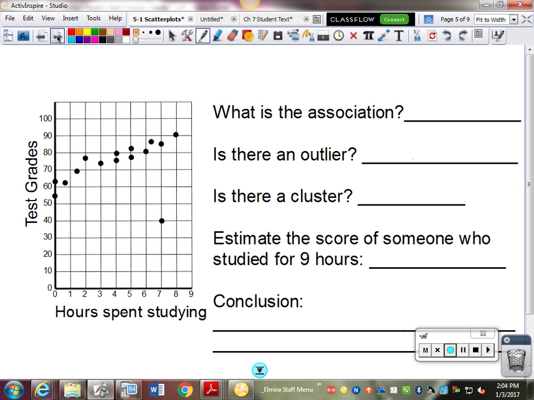Okay. If we look at this graph, it is again about hours spent studying and test grades. What is the association? Well, I see that the data, generally speaking, is going up. So we're going to say it is positive.